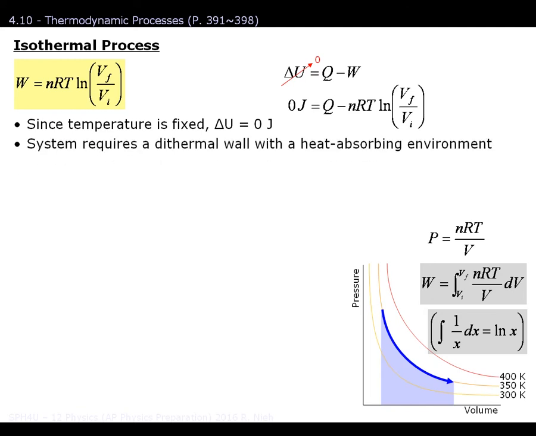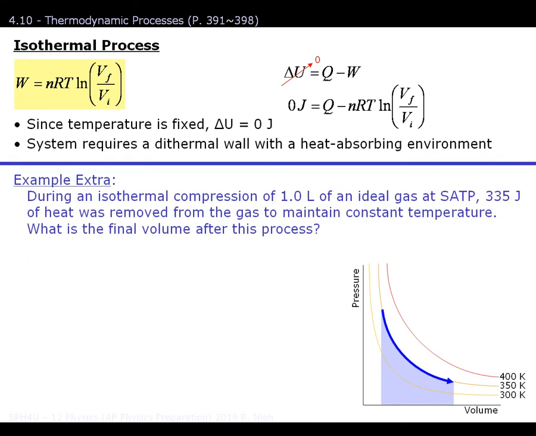Typically, this experiment is conducted by placing your piston inside water. Since water is an excellent heat sink, it'll actually regulate and moderate the temperature so that it won't fluctuate. Just for fun, here's a calculation example. As you're allowing this gas to compress, you have to dump the heat into the water. And the question is, what is the final volume given this particular situation?